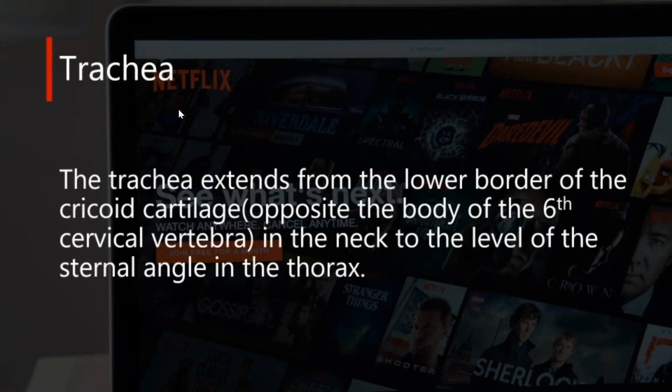Trachea. The trachea extends from the lower border of the cricoid cartilage opposite the body of the sixth cervical vertebra, in the neck to the level of the sternal angle in the thorax. It commences in the midline and ends just to the right of the midline by dividing into the right and the left principal bronchi. At the root of the neck, it may be palpated in the midline in the suprasternal notch.